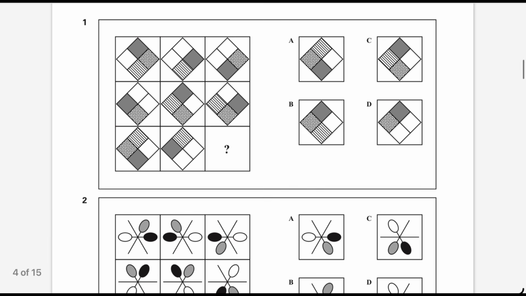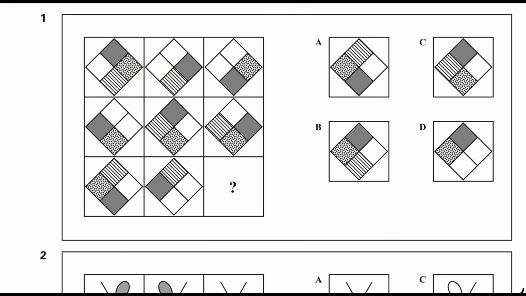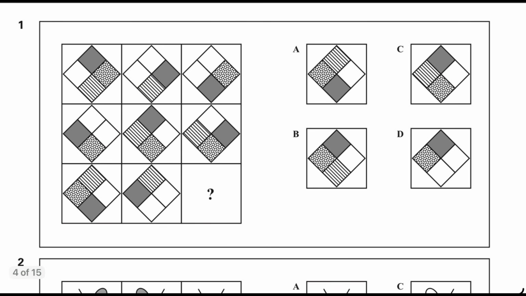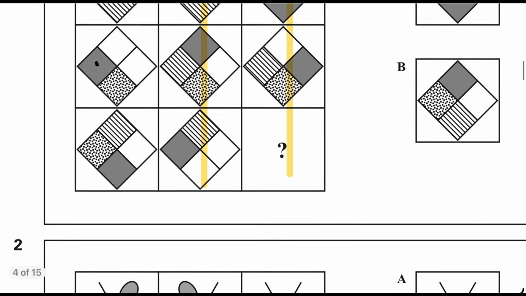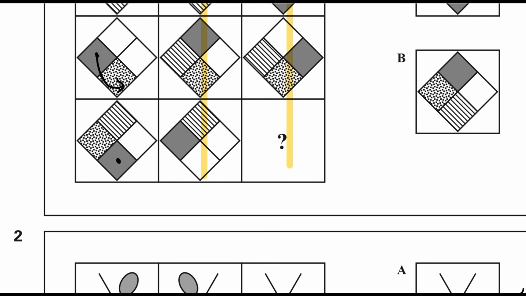So, question 1. Question 1 is a matrix question. Usually when we approach these, we look at columns or rows first. When you look at the columns, you notice that this gray square here, okay, it's moving in what way? It moves 1 anti-clockwise each time down the column. So it moves 1 anti-clockwise.